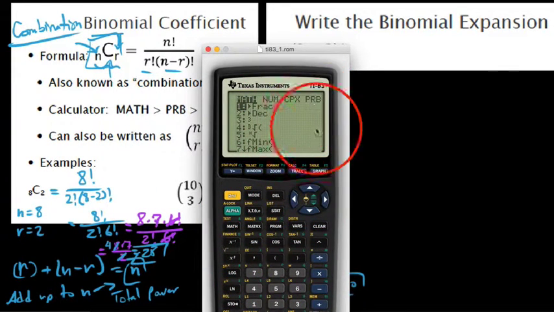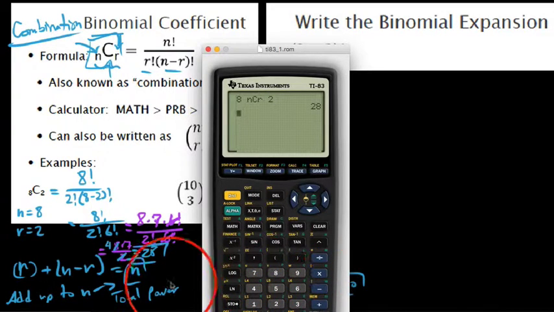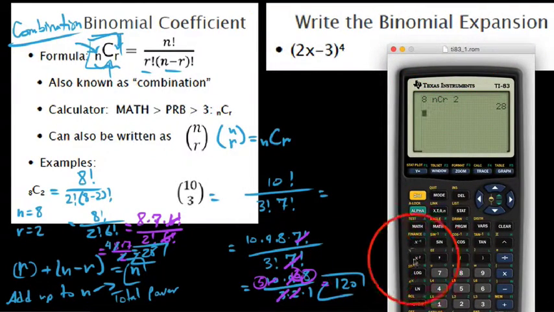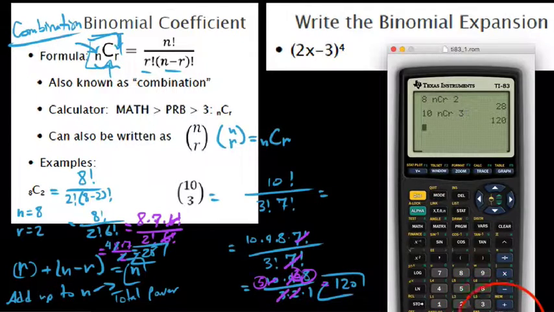What we're going to do is cycle over to this probability menu, and where it says nCr, we'll scroll right down to that. We type in 2, and 8 choose 2 gives us 28, which is exactly what we got when we evaluated this by hand. Also, for this 120, the 10 choose 3, we could say 10, math, go over to probability, scroll down to combinations, type 3 here, and we get 120.